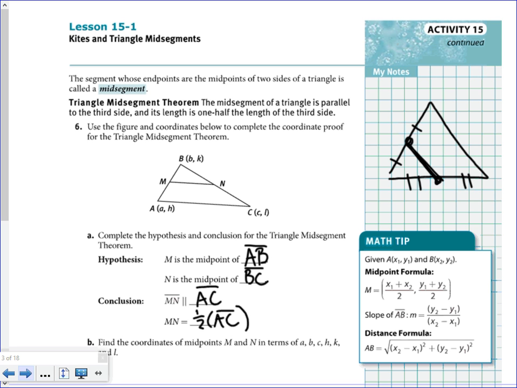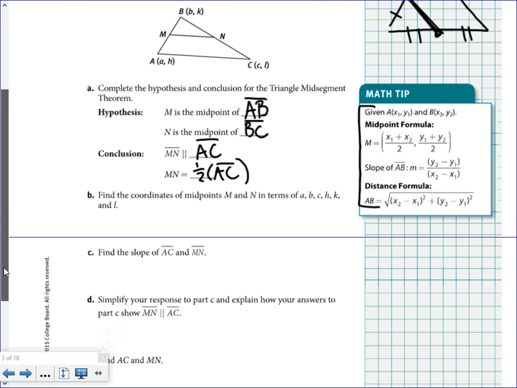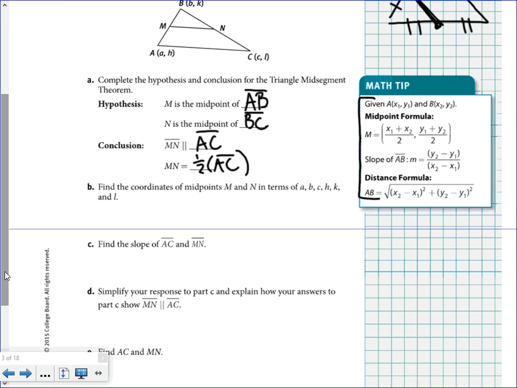And so we are going to work through using the formulas that they gave us over here and hopefully prove that they're parallel and half of the length. So the first thing we want to do is to find the midpoint of M. So M's midpoint, x1 plus x2, our x values are a and b. So a plus b divided by 2. Our y values, y1 and y2, are h and k. So h plus k divided by 2.